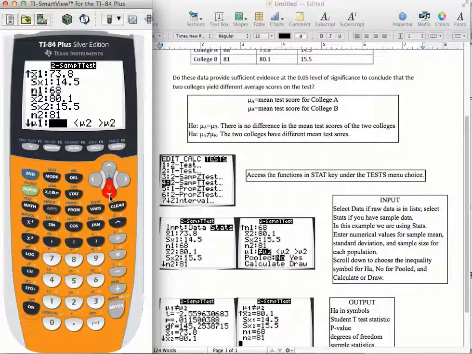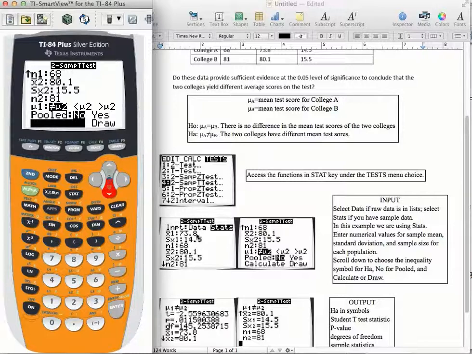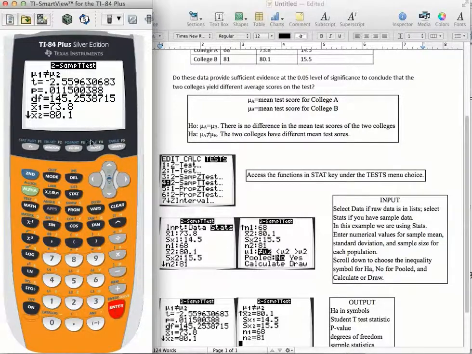This is the row where you enter the form of the alternative hypothesis. We have a does not equal sign, so we select mu does not equal mu sub 2, mu sub 1 does not equal mu sub 2. We always select no for pooled, and then we can either select calculate or draw. I'll show you both. If you select calculate, you must press enter, and then the calculator returns your output.